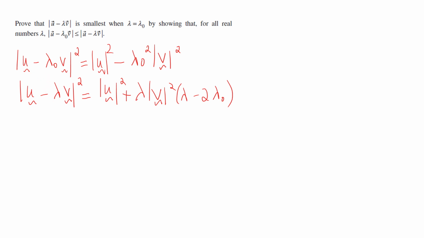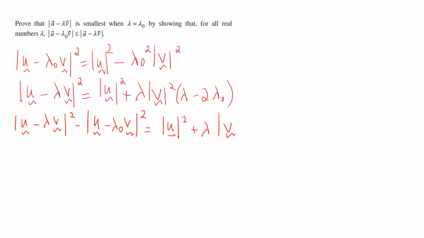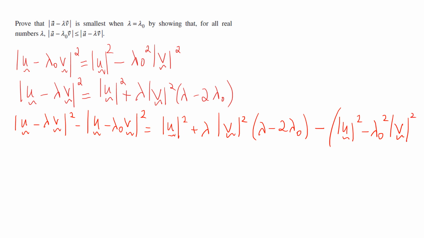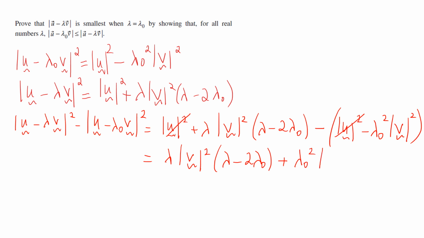Okay, here we go. So magnitude of u take away lambda v all squared, take away magnitude of u take away lambda naught v all squared is equal to magnitude of u squared plus lambda v squared, magnitude of v squared, brackets lambda take 2 lambda naught, take away brackets magnitude of u squared, take away lambda naught squared, magnitude of v squared, equals, right, that cancels with that, and we're left with lambda magnitude of v squared, lambda take 2 lambda naught, add lambda naught squared, magnitude of v squared.